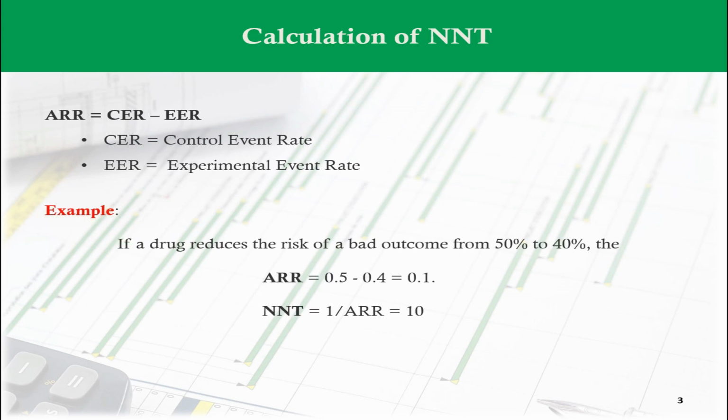NNTs are always rounded up to the nearest whole number and accompanied as standard by the 95% confidence interval. For example, if a drug reduces the risk of a bad outcome from 50% to 40%, the ARR equals 0.5 minus 0.4, which is equal to 0.1. Therefore, the NNT is equal to 1 divided by ARR, which is equal to 10.